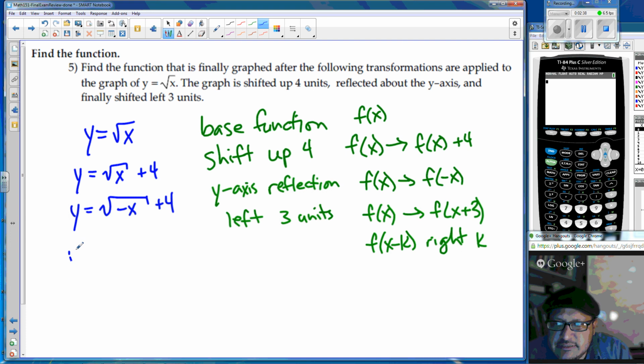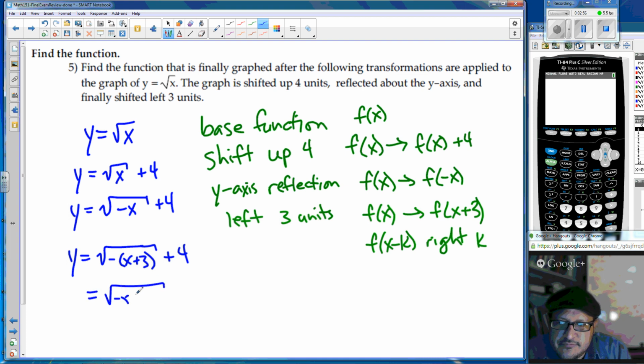So this means y equals square root of negative x plus 3, and then the 4 is on the outside. The answer key, what they do is they distribute this out. I would accept either one on my test, but that's how you get this from the answer.